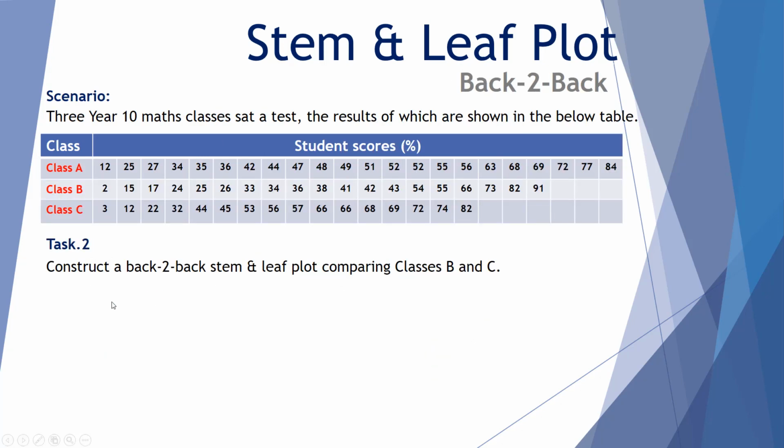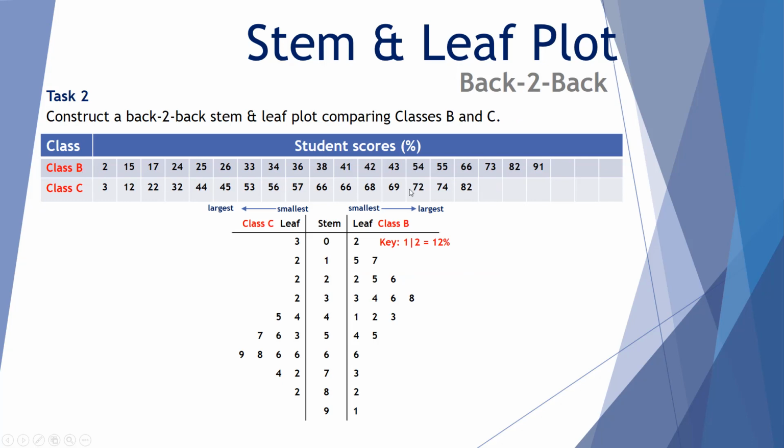Our next task, task 2, is to construct a back-to-back stem and leaf plot comparing classes B and C. So here we have Class B's data and Class C's data. This is what a back-to-back stem and leaf looks like. We have a common stem down the middle, and I've placed Class B on the right-hand side. So the data goes 2, 1 and 5 is 15, 1 and 7 is 17, following across left to right, smallest number right down to 91, our largest number, the last bit of data for Class B.